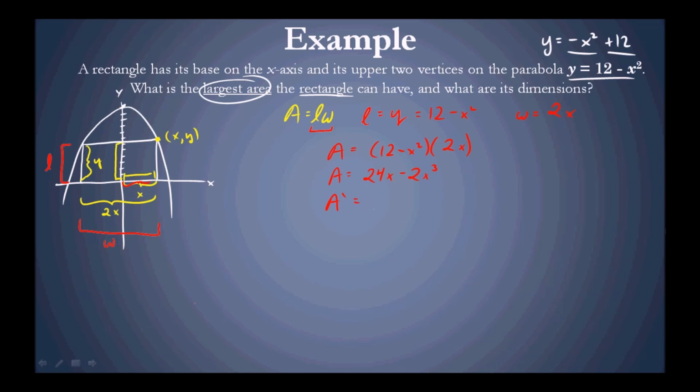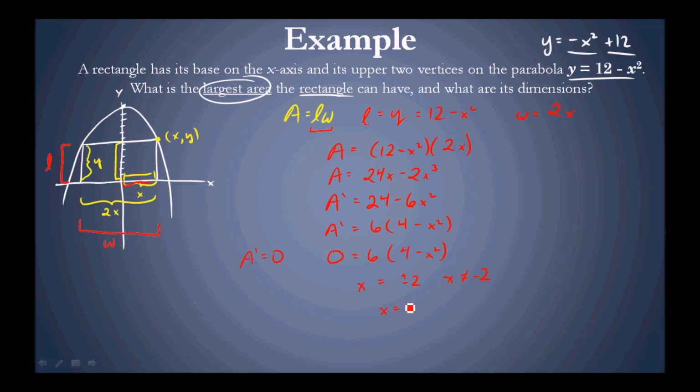Again, differentiating A to optimize it, finding its maximum. A prime equals 24 minus 6x squared. We can simplify this further. A prime equals 6 times 4 minus x squared. A prime equals 0. 0 equals 6 times 4 minus x squared. We know that x equals plus or minus 2, but we know that x cannot equal negative 2 because we're looking at this in terms of distances.